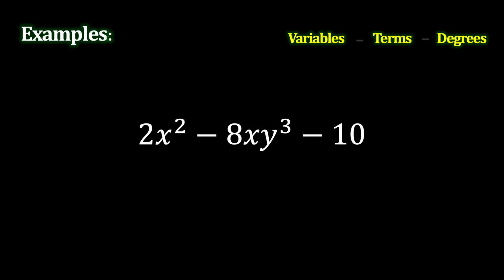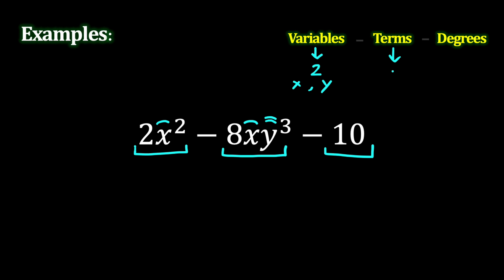Now it's time to solve some examples to review what we learned in this video. In these examples, we want to identify the number of variables and terms and then calculate the degree of the polynomial. So we start with this expression, 2x squared minus 8xy to the power of 3 minus 10. In this expression, we have two variables, x and y. So the number of variables in this expression will be 2, which are x and y. And in this expression, we have 3 terms. So the number of terms will be 3.